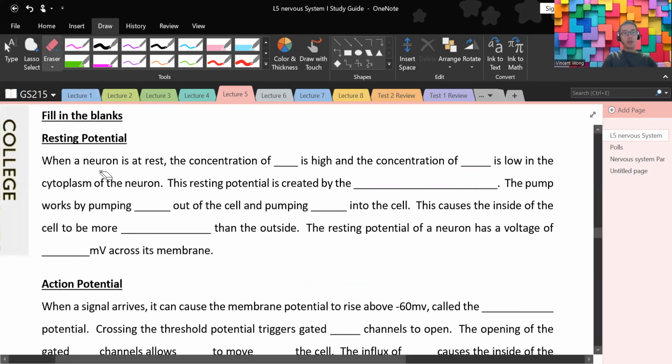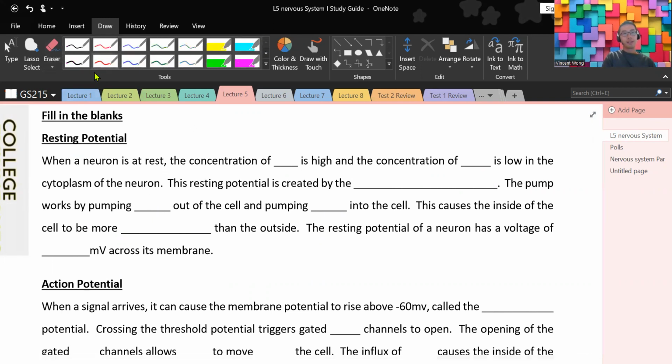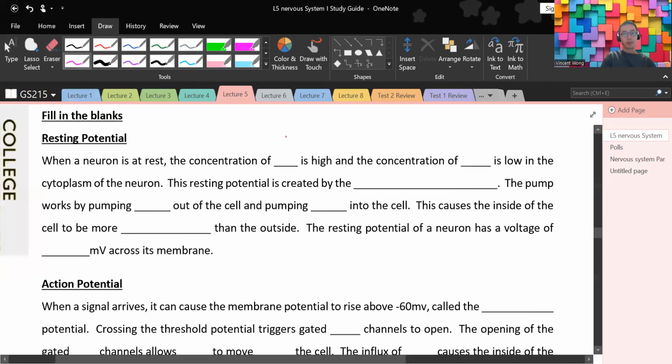All right. When a neuron is at rest, the concentration of potassium is high, and the concentration of sodium is low in the cytoplasm of the neuron. Okay. The resting potential is created by the sodium potassium pump.